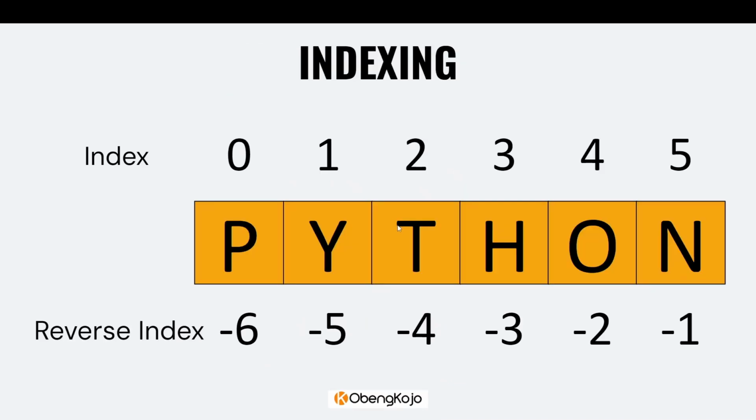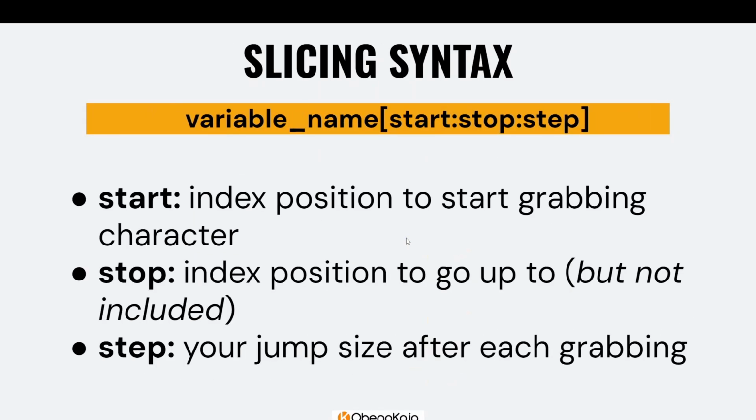So for example, if I come back here and you want to grab, let's say, 3 characters, your start position is going to be 2. So 2 is going to be your start position. You want T, you want to start from T. So T becomes your very first index position. And then the stop index is where you want to end grabbing your characters. However, let's note that the stop position is not included.